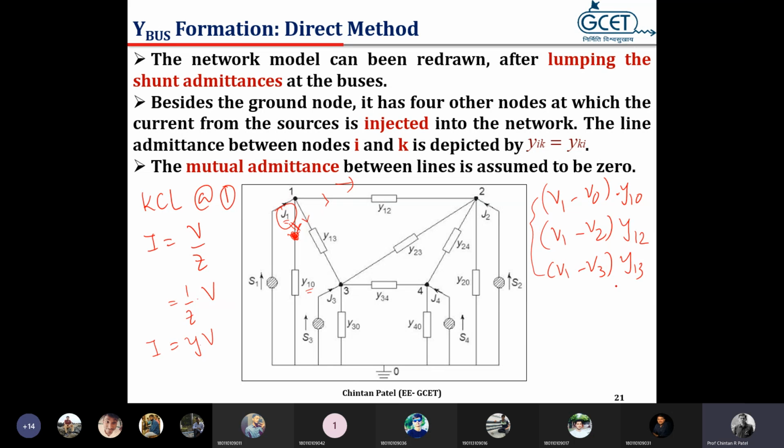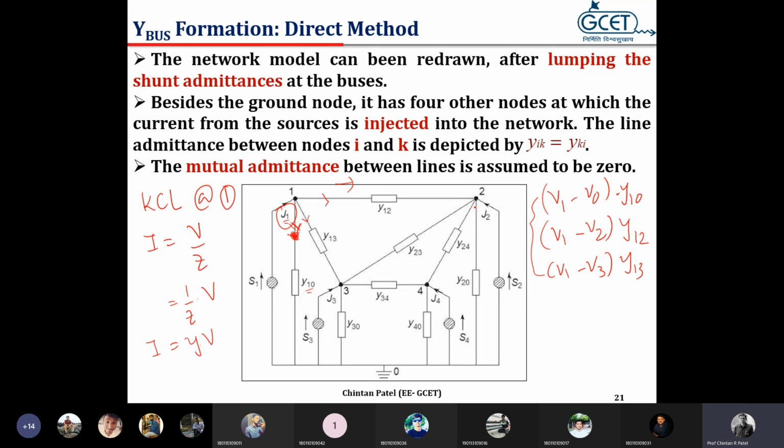Is it clear, everyone? Did everyone understand this? Any doubt? I think there are 24 students. Out of 24, if any student has a doubt, please ask, because this is very important to understand. This is the first step to form the Y bus. Okay, so let's go ahead.